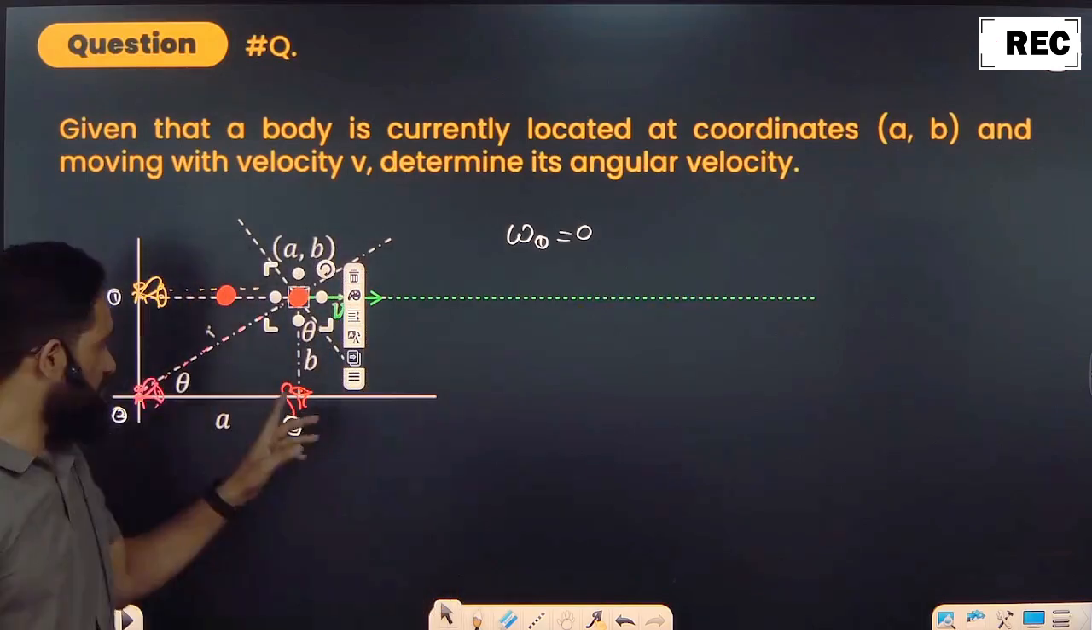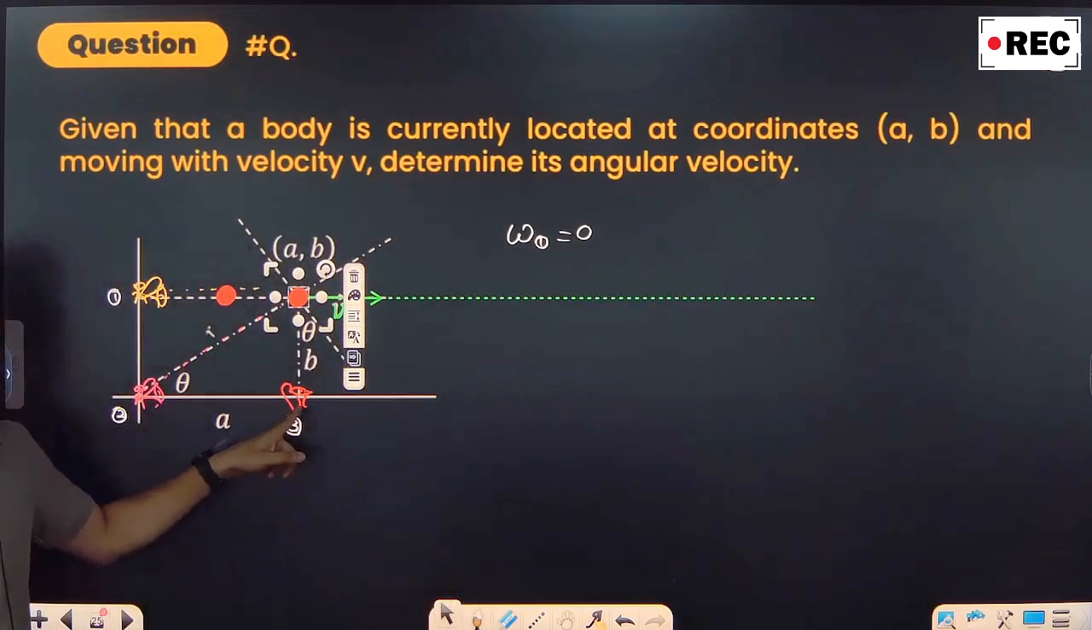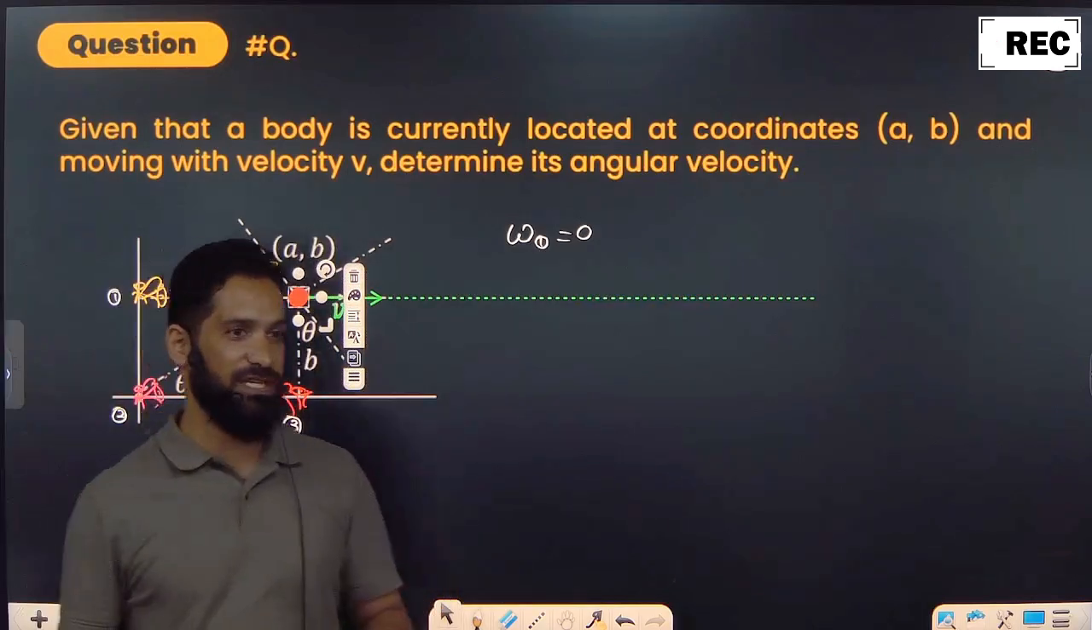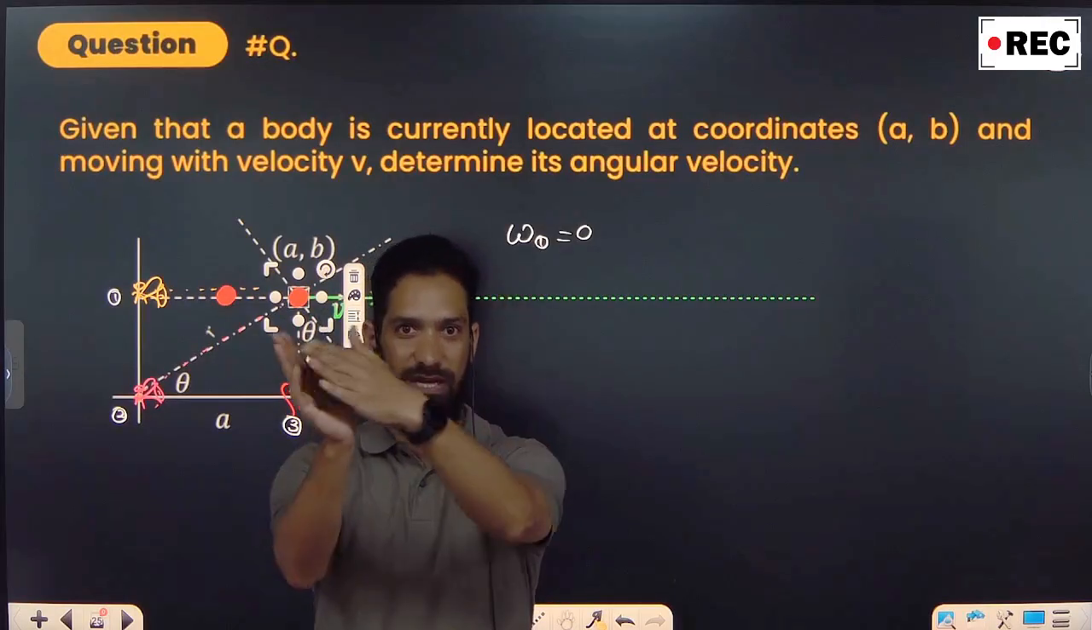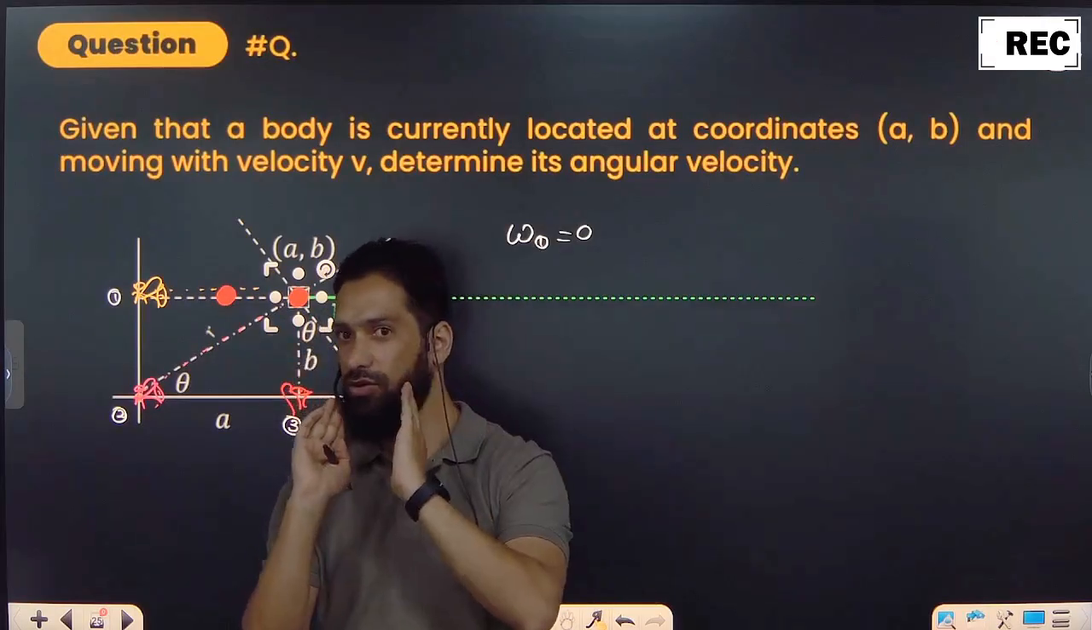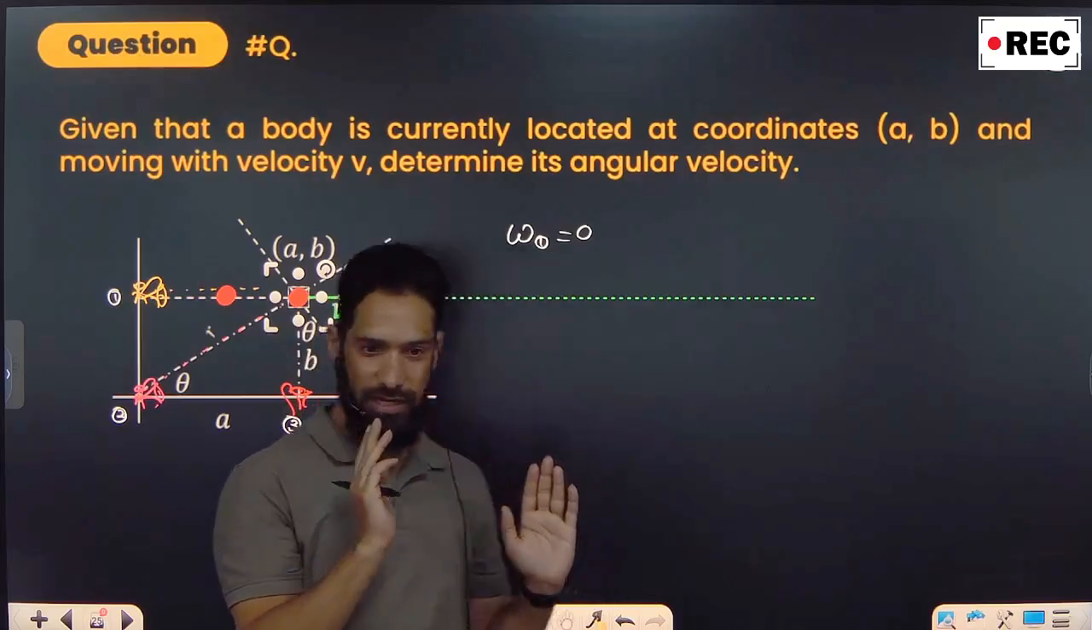So is there angular velocity about this point? Yes. And where is that angular velocity the highest? When the train is just in front of you. When the train is right in front of you and going very fast, you will have to rotate your head very fast, right? So this is it.